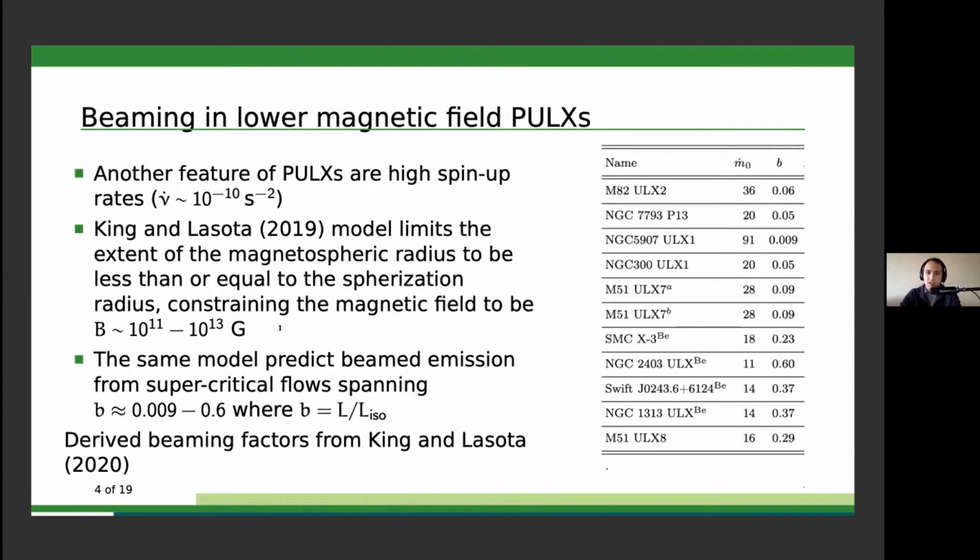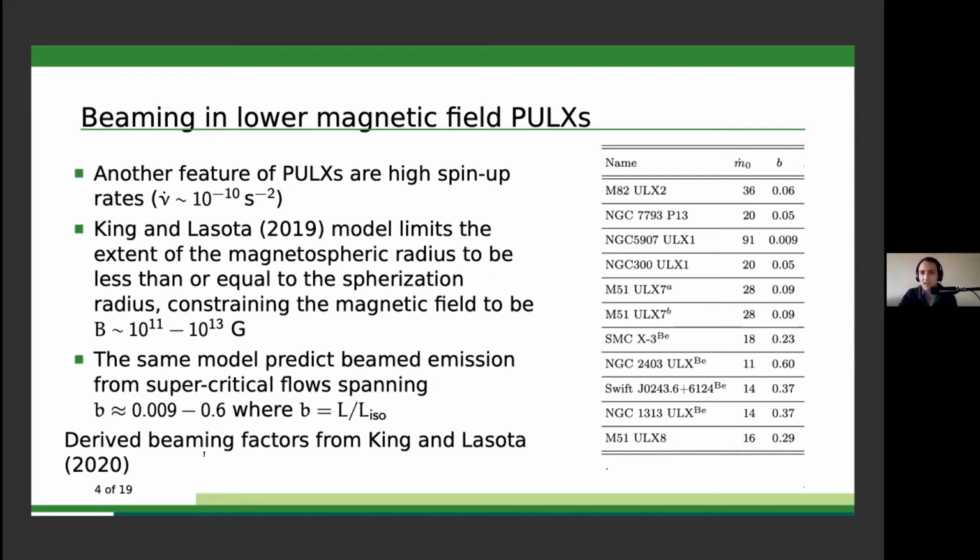Another consequence of this model was that the emission should be highly beamed. And this is actually what would be producing these super high luminosities that have been observed. So it's not just that there's 100 Eddington luminosity being emitted from the source. It's all beamed, right down the center at you. These beaming factors, defined as the observed luminosity relative to the total luminosity, are something like 0.01 to 0.6. And here are all the different beaming factors from King and Lasota 2020.